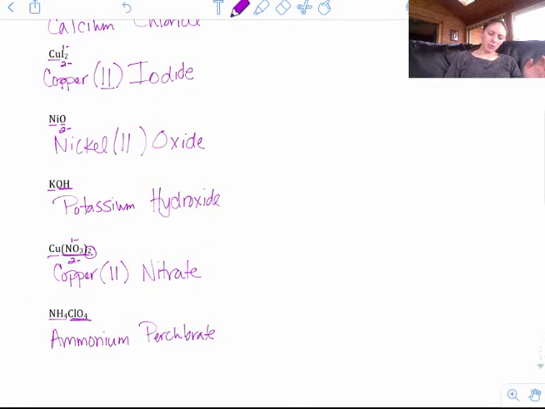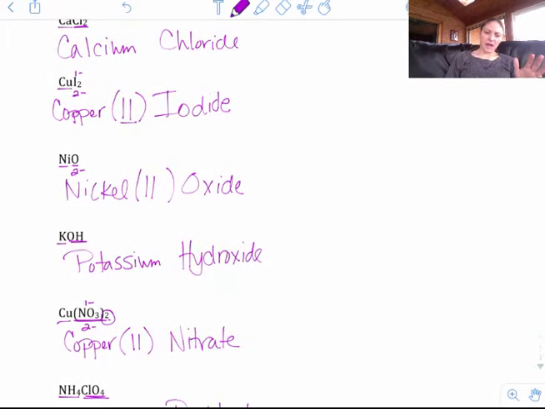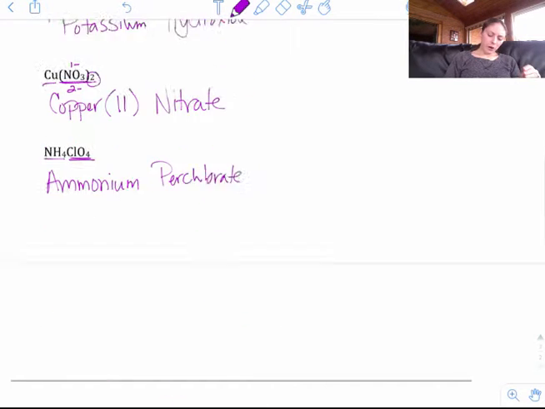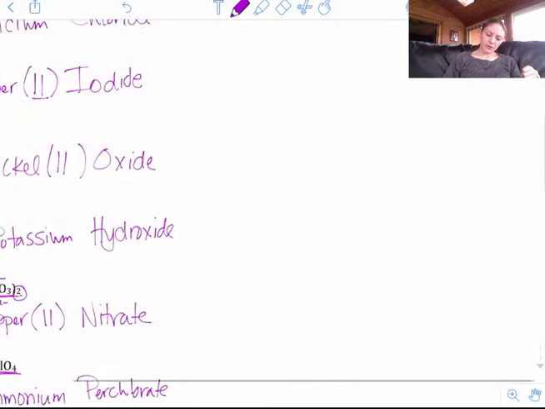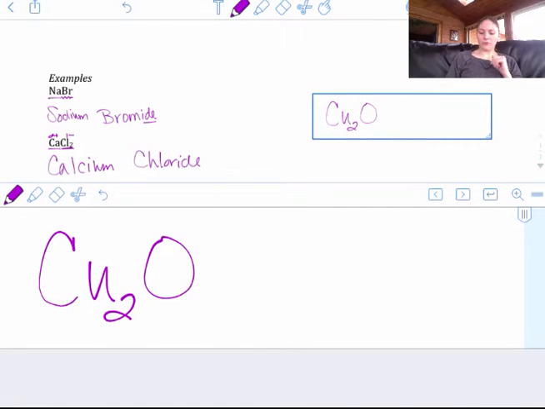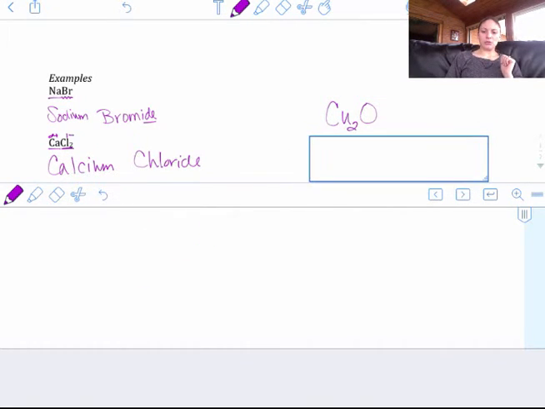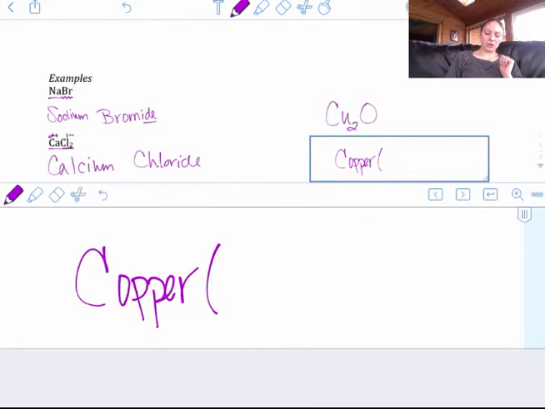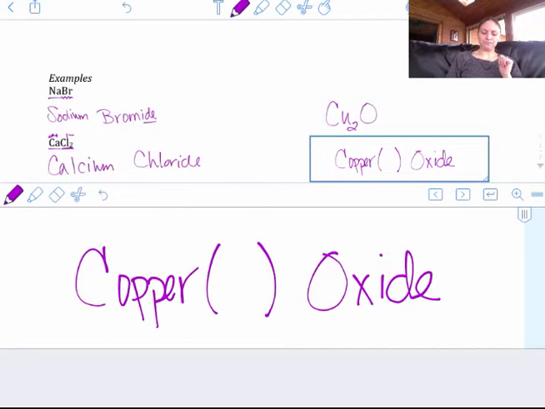I'm going to give you one more example here for a second, because we didn't have to do it for any of these ones. I should have put it on here. If you have one, for example, and we'll do it off to the side over here, alright? Okay, if we, for example, had Cu2O, and say, okay, how would I name this? Well, Cu2O means I'm going to have copper. I know it's a transition metal, so I need a charge. Oxygen, it's going to be oxide.